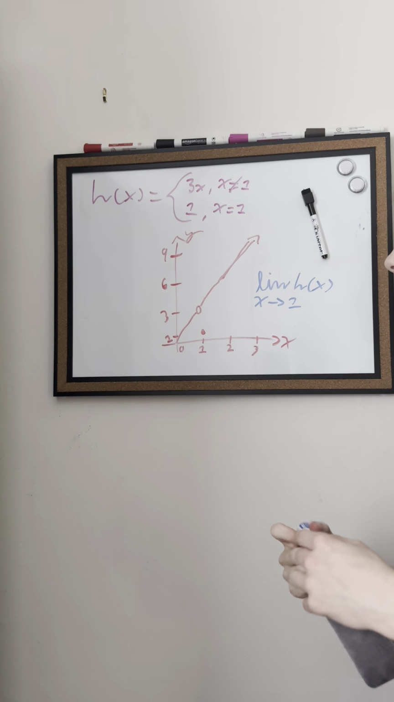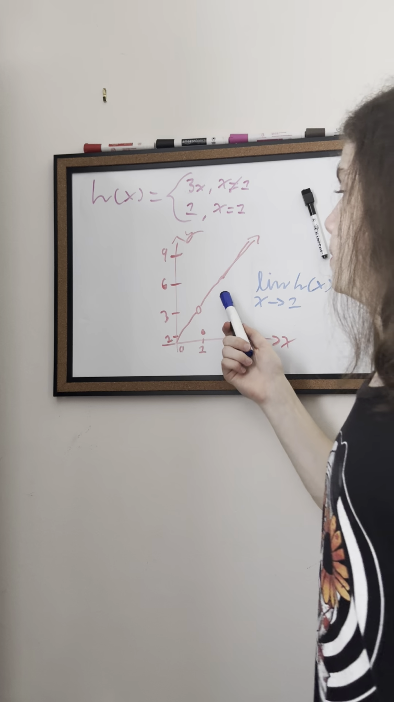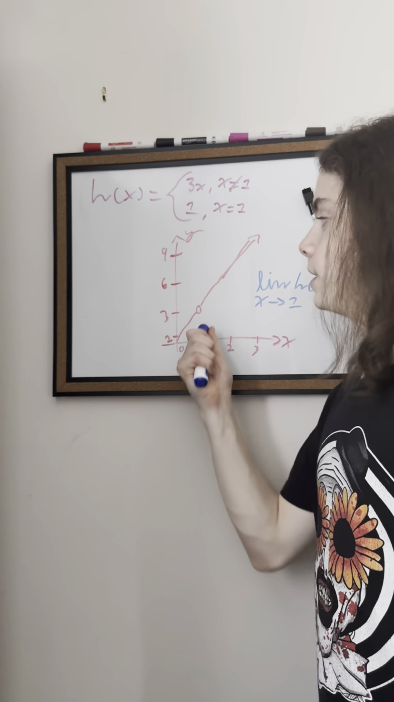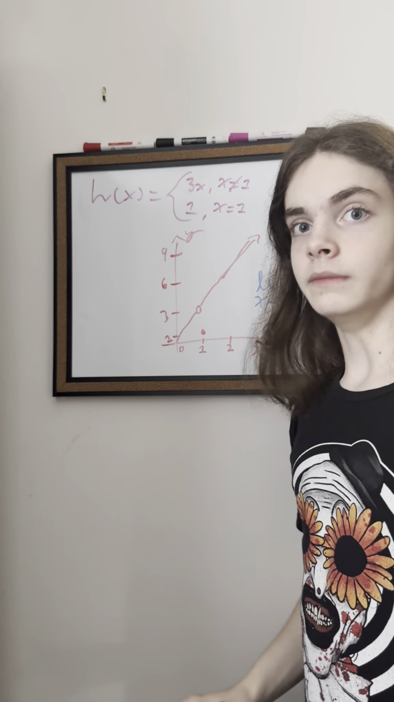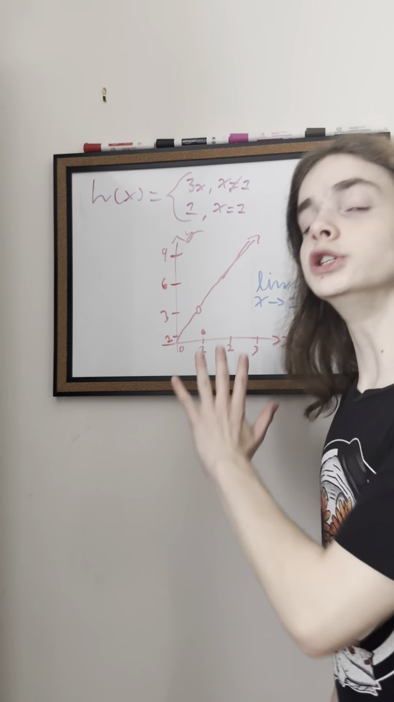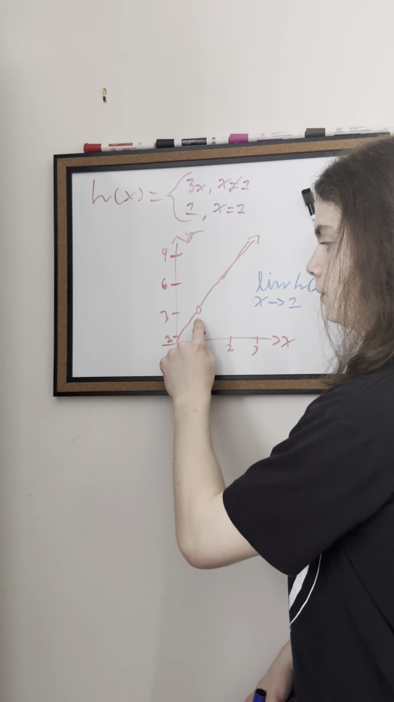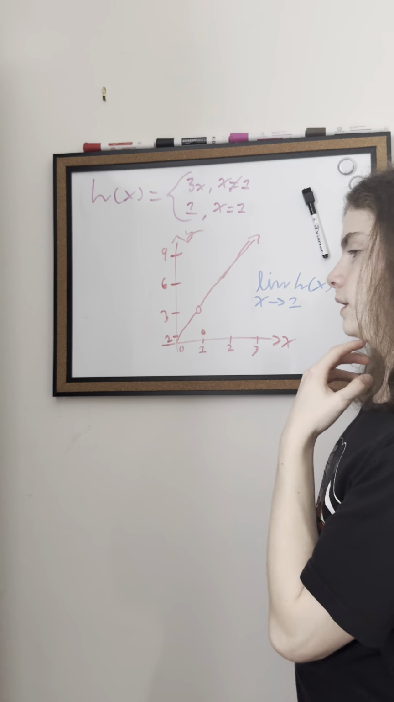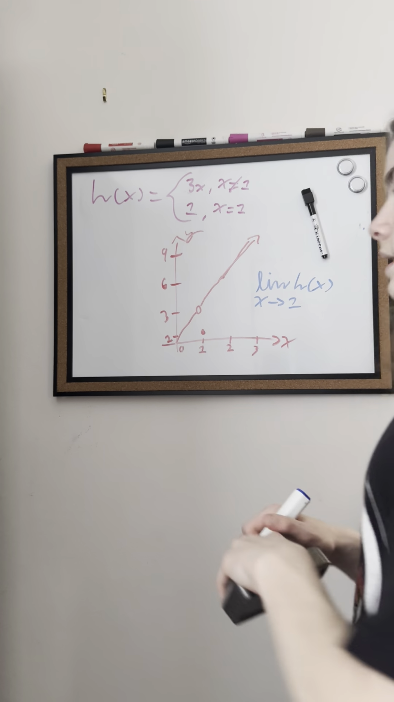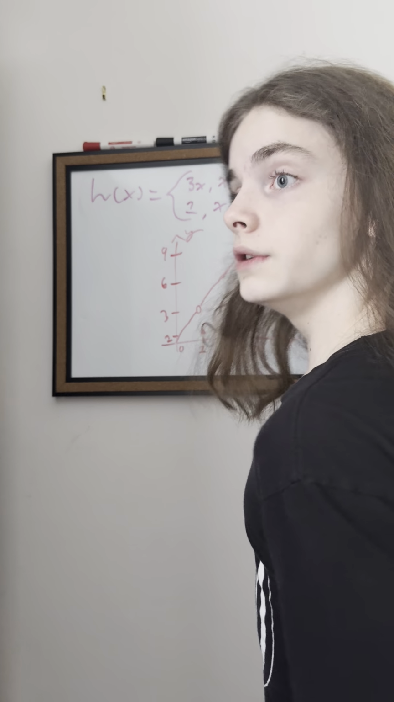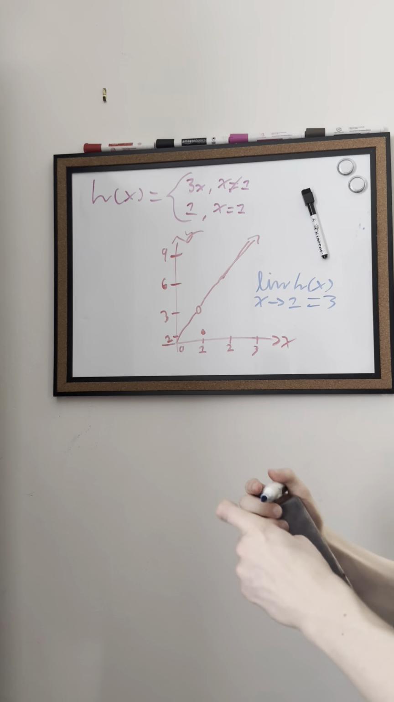What does it approach? Well, when we get to values that are greater than 1, like 1.1, 1.01, 1.00001, it approaches 3. And the same thing can be said for this side. Just visually looking at this graph, as x approaches 1, when we get to 0.9, 0.99999, it approaches 3. So we can say that the limit of h of x as x approaches 1 equals 3.